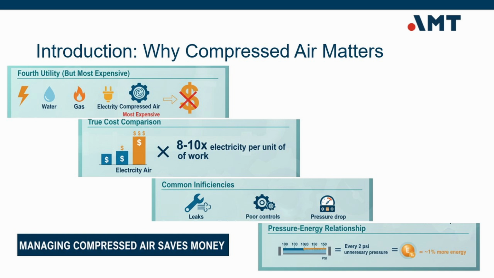Then, after we produce that expensive compressed air, we often waste it. Common inefficiencies include leaks, which can account for 20 to 40% of production, poor controls causing compressors to cycle inefficiently, pressure drop in piping and filters, excess system pressure, and inappropriate use like open blowing.